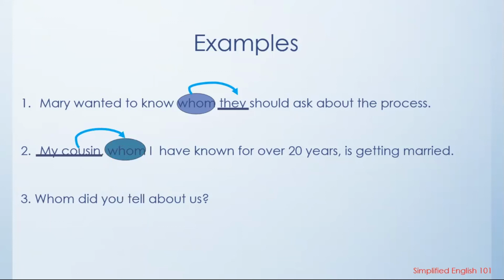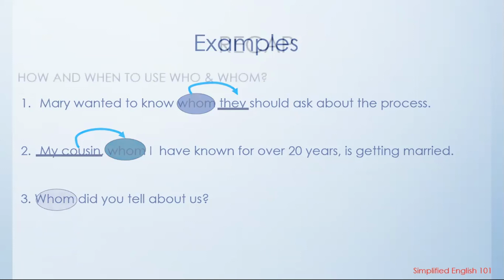Our final example says, whom did you tell about us? Since this is already a question, it is easy for us to turn it into a statement to get our answer. If we can replace the word with he or she or they, then we use who, and if we can replace the word with him or her or them, then we use whom. The sentence would now say, we told him or her about us. So whom is connected to the unknown that was told about us.